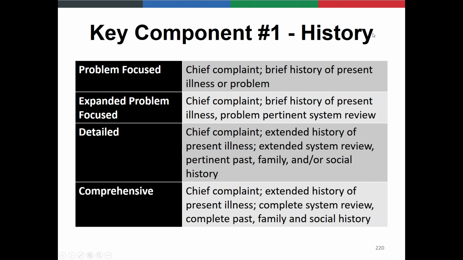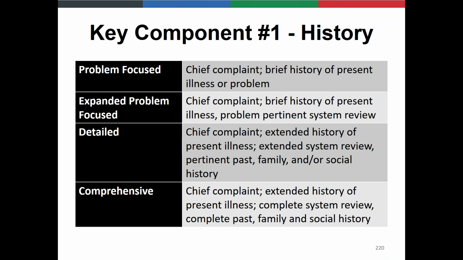So under the key component, remember, there are three key components, which are history, exam, and medical decision making. And I'm going to quiz you on this, so remember that. The three key components are history, exam, and medical decision making. Now, under the history, you can have different levels of history. You can have a problem-focused history that basically deals with the chief complaint and a brief history of the present illness or the problem. An expanded problem-focused history, which is the chief complaint, a brief history of the present illness, and then a problem pertinent system review, and a system means the body system, okay?